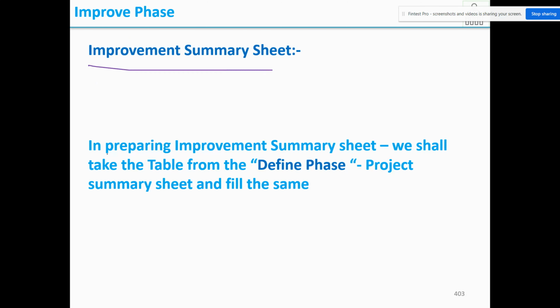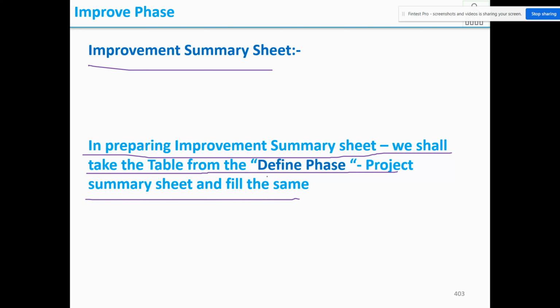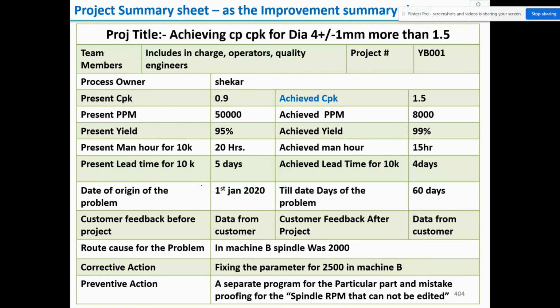Improvement summary sheet. In preparing the improvement summary sheet, we shall take the table from the define phase project summary sheet and fill it in. In the define phase, we kept some fields blank, right? After the project, we can just fill them out. These were filled in the define phase, and this part is filled after the improve phase.